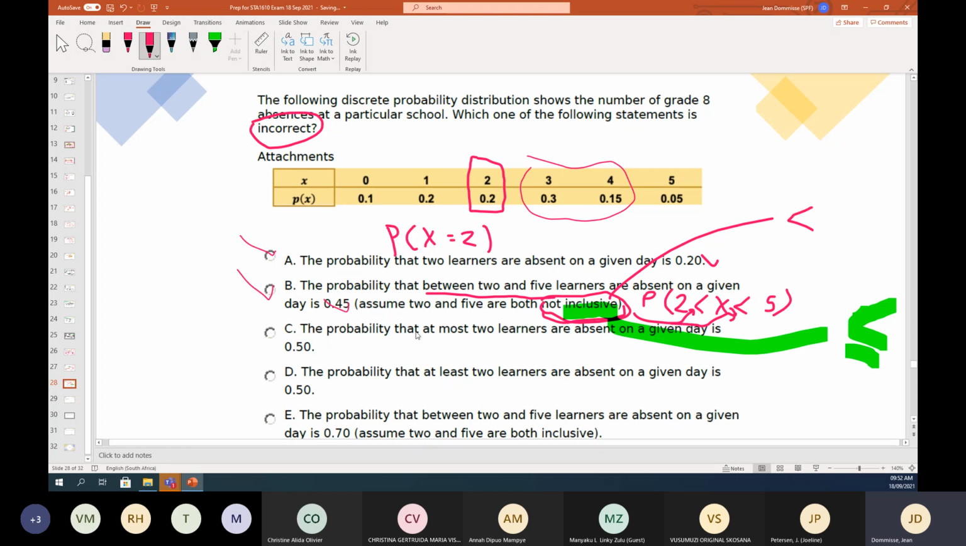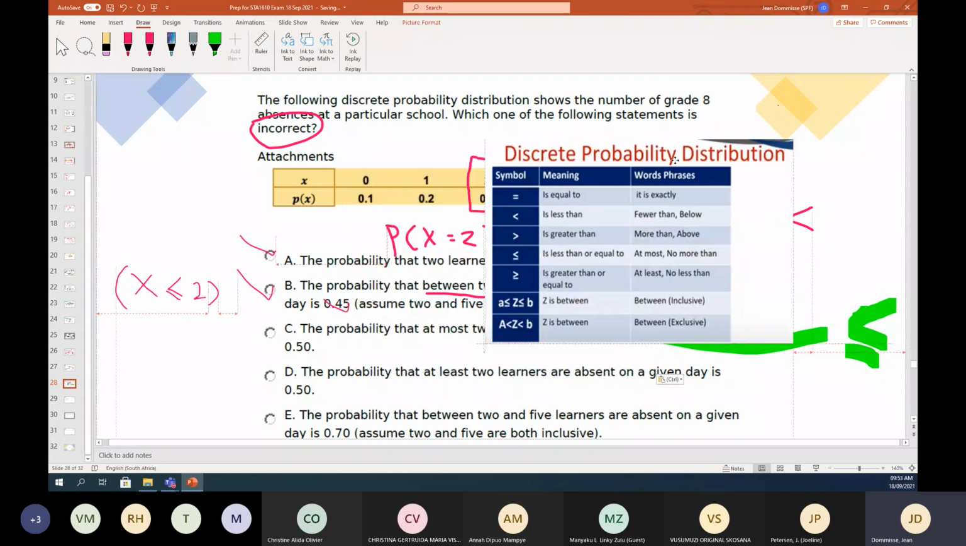The probability that at most 2 learners are absent. Okay, so at most 2 learners, so you cannot have, great, there's another one coming in, awesome.